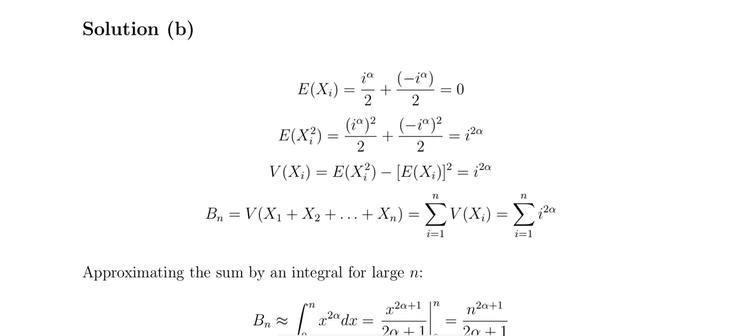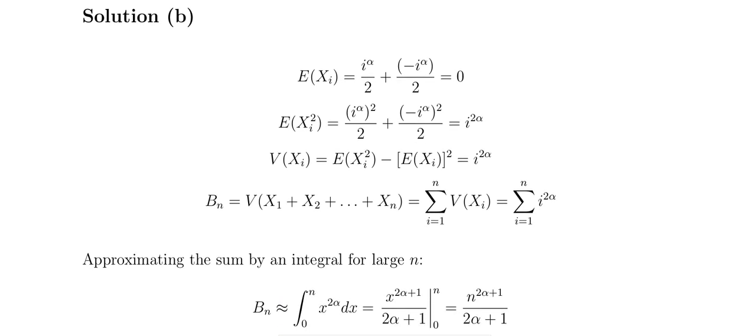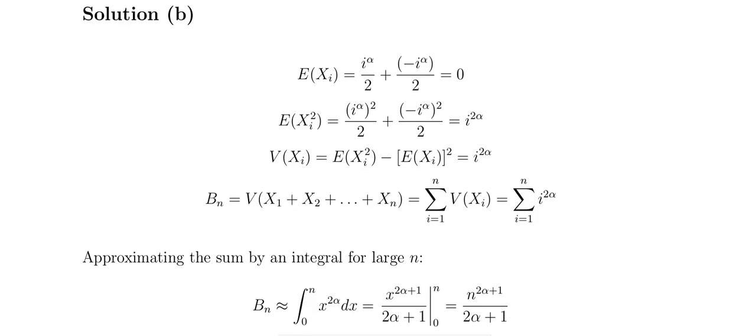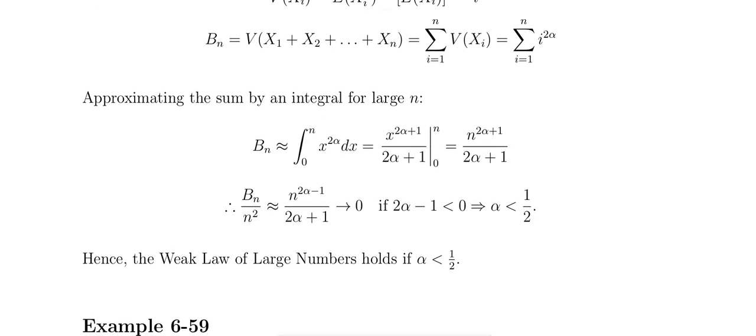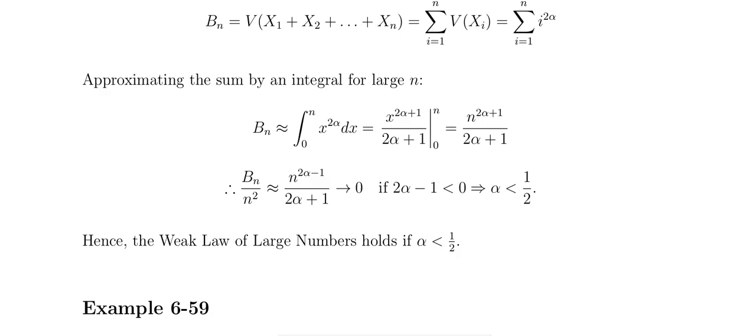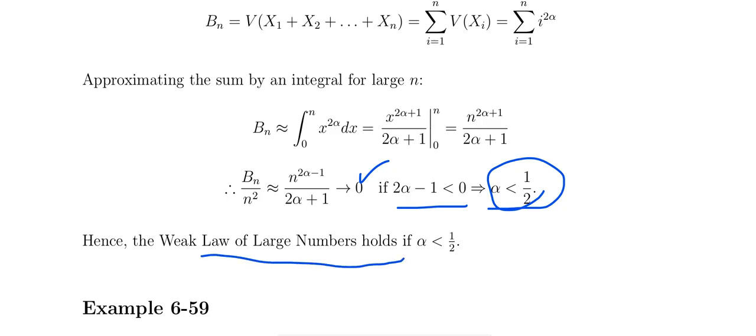So the E of xi, in the second question, is i power alpha divided by 2 minus i power alpha divided by 2, that is 0. The E of xi square is i power 2 alpha, and the variance of xi is the same thing. We can find Bn, and Bn by n square converges to 0 when 2 alpha minus 1 is less than 0, that is, when alpha is less than 1 by 2. So the weak law of large numbers holds if alpha is less than 1 by 2. So that is a very interesting problem.